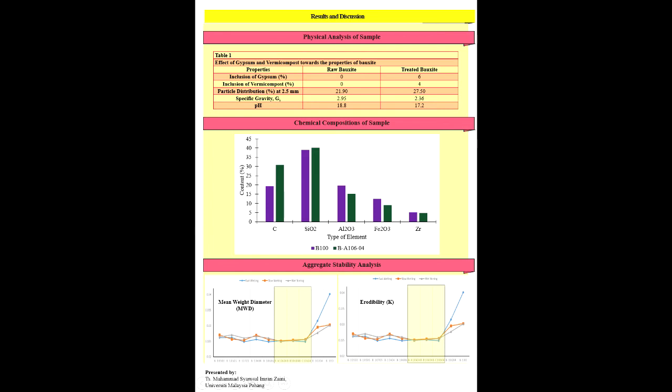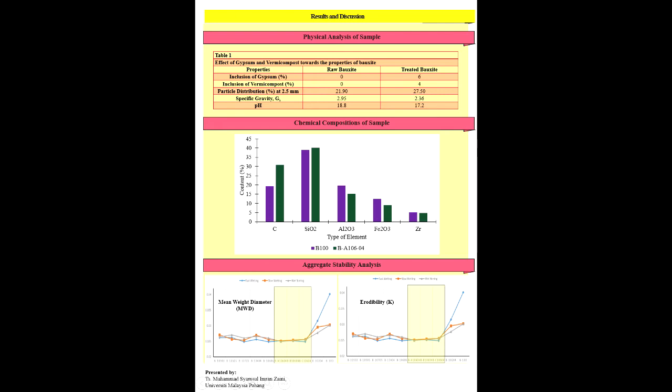For the aggregate stability analysis, for the first figure, we want to determine the mean weight diameter, MWD. The highest MWD in the fast wetting test is recorded on sample BC10604 at 1.548, whereas the lowest MWD in the fast wetting test is recorded in a control sample at 0.82, as illustrated in the figure. The FW and WS tests had substantial effects on particle disaggregation. High MWD with the inclusion of vermicompost and gypsum indicated that the interaction between them resulted in better aggregate stability to reduce the liquefaction risk.